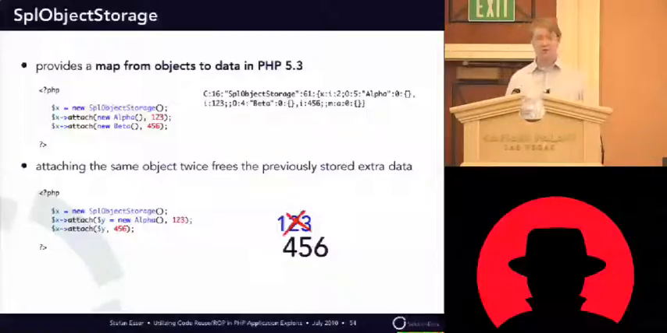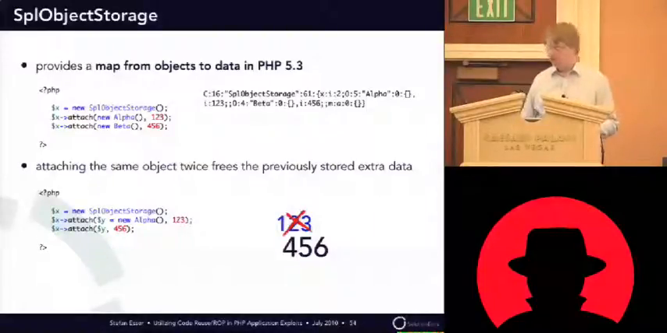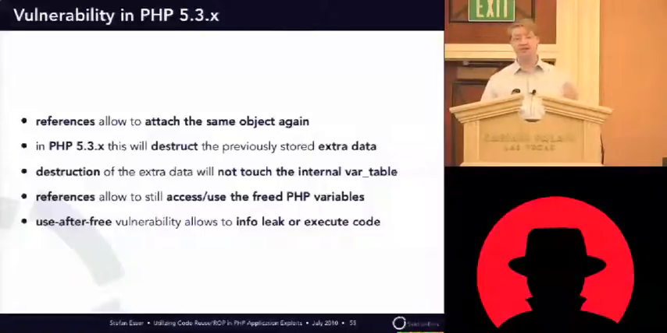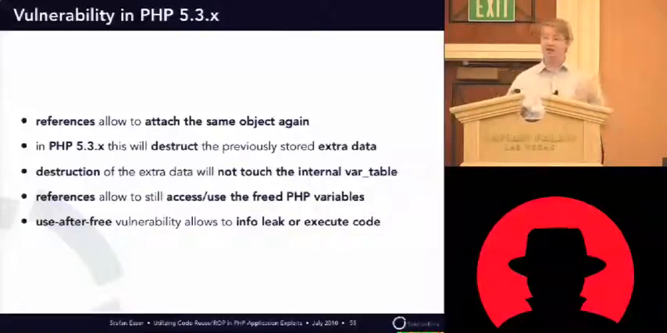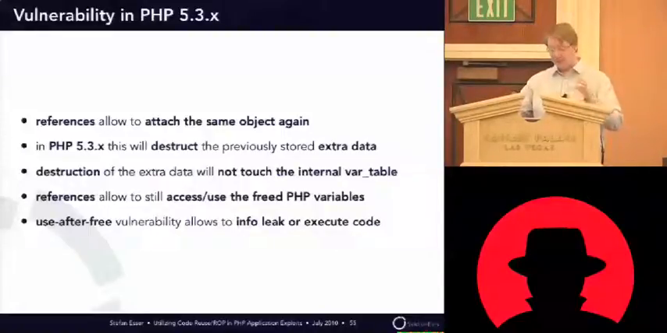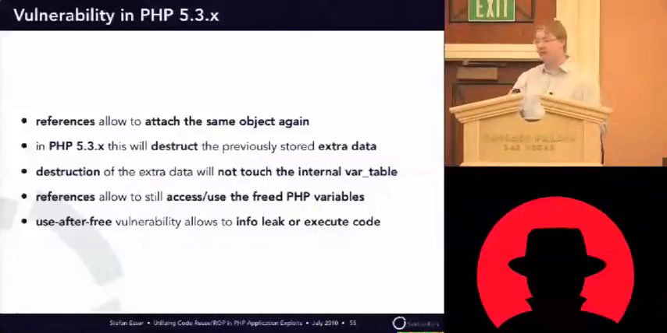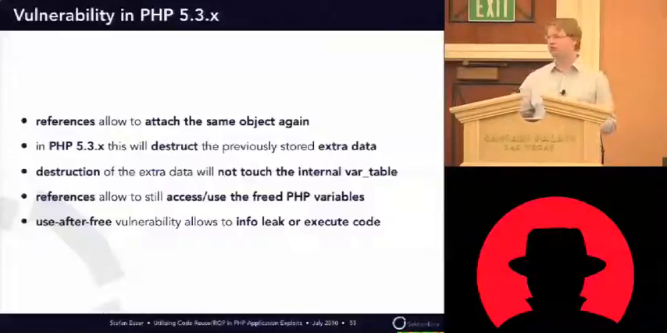So why could this be a problem? A problem is because you can also inject this inside unserialize. So you can use unserialize to unserialize some SPL object storage thing and use the same object as key 2 times. You can do that by using references, or because the actual type of the variable was not checked in the previous PHP version, you could use the same integer 2 times. What will happen is that in PHP 5.3, the extra data that was previously at the same key will be deleted.